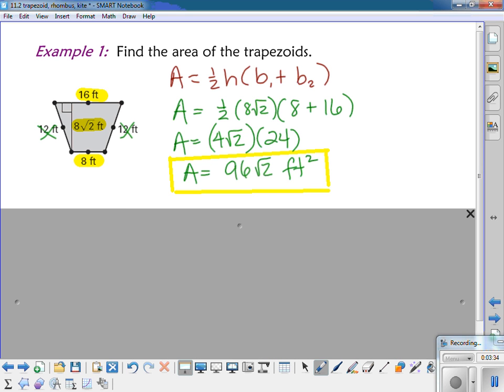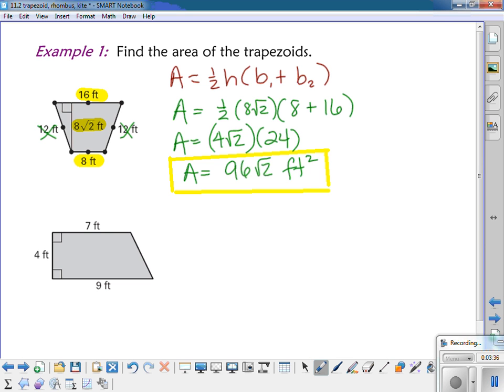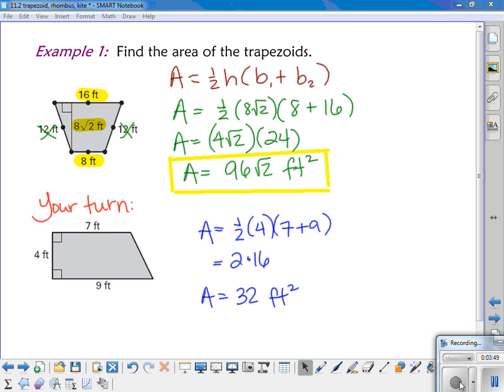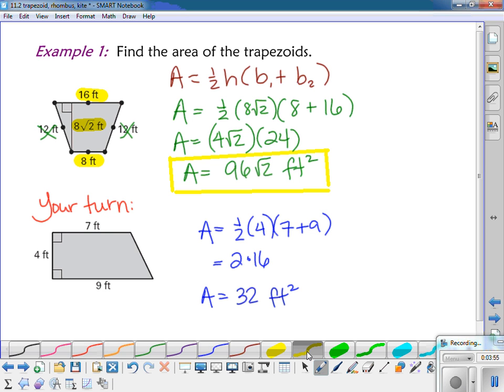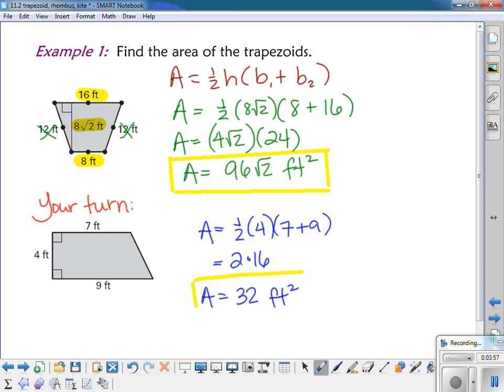All right, so now here's your chance to do one. Find the area of this trapezoid. Go ahead and hit pause. All right, so the height was 4 and the bases were 7 and 9, and when you put it into the equation, you should end up with the area equaling 32 square feet.